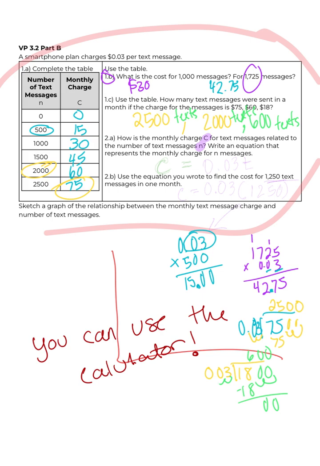So let's do that. We have 1,250 times 0.03, which is basically saying times 3 and then have 2 decimal places. So 3 times 0 is 0, 3 times 5 is 15, carry the 1, 3 times 2 is 6 plus 1 is 7, and 3 times 1 is 3, 2 decimal places, 1, 2. So you would say $37.50.